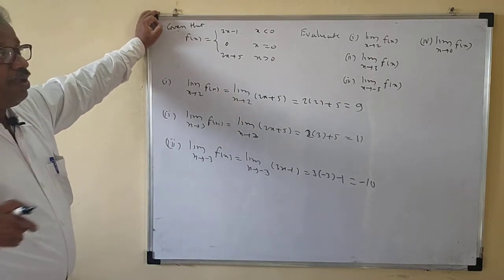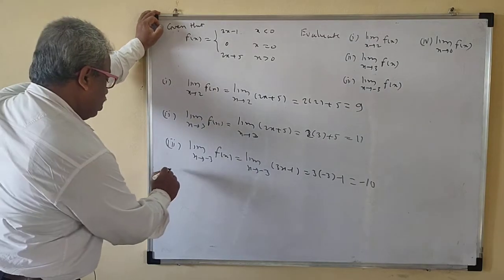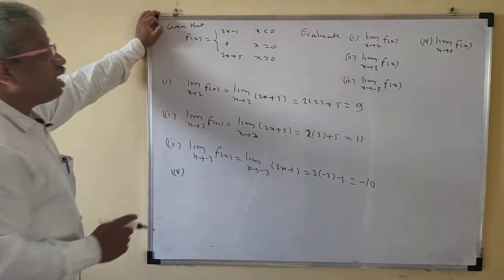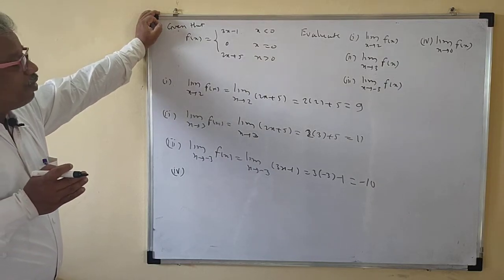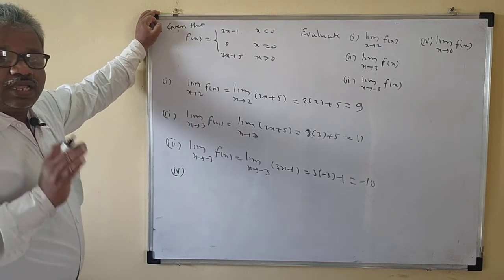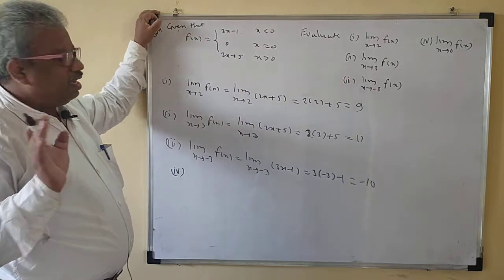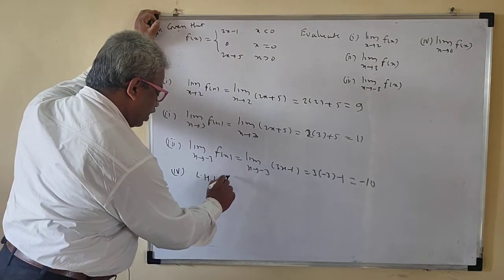Next, you have to find the limit x tends to 0. But see here, for x less than 0, the function is 3x minus 1, and for x greater than 0, the function is twice x plus 5. So that means you need to find the left hand limit and the right hand limit. First we will find the left hand limit.